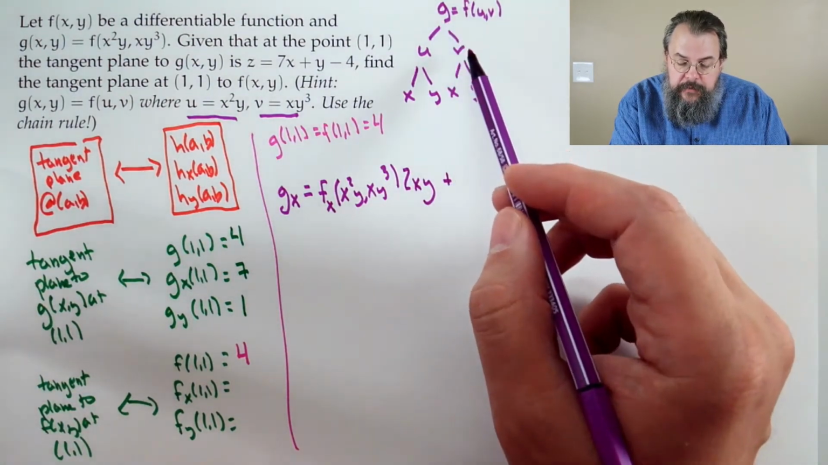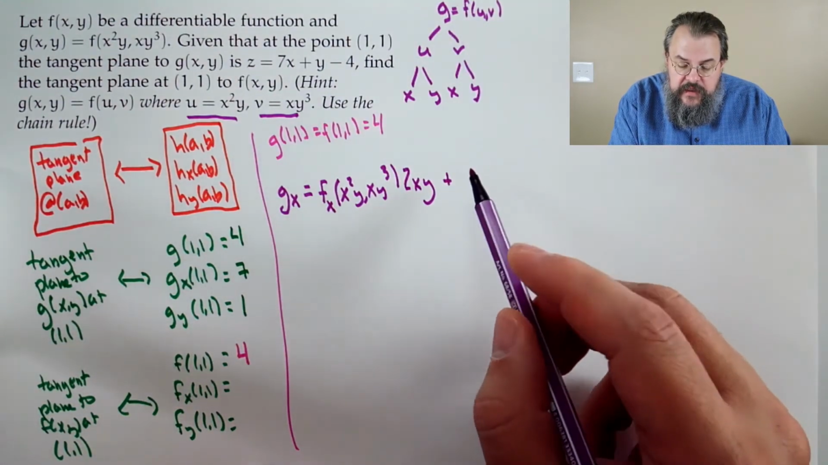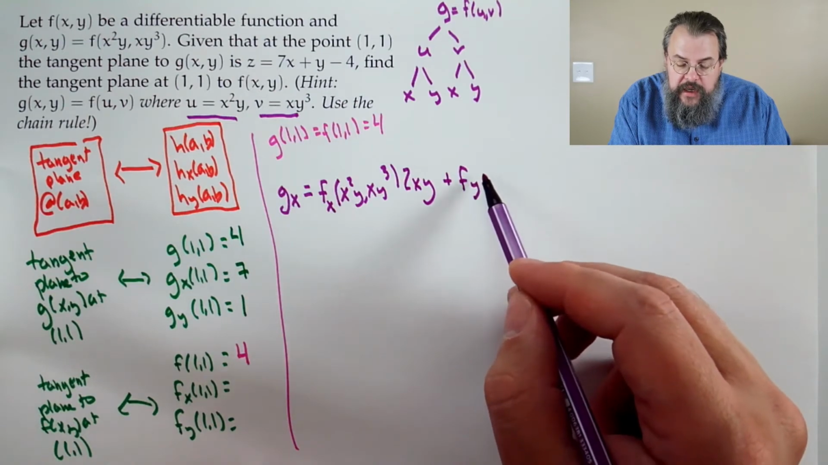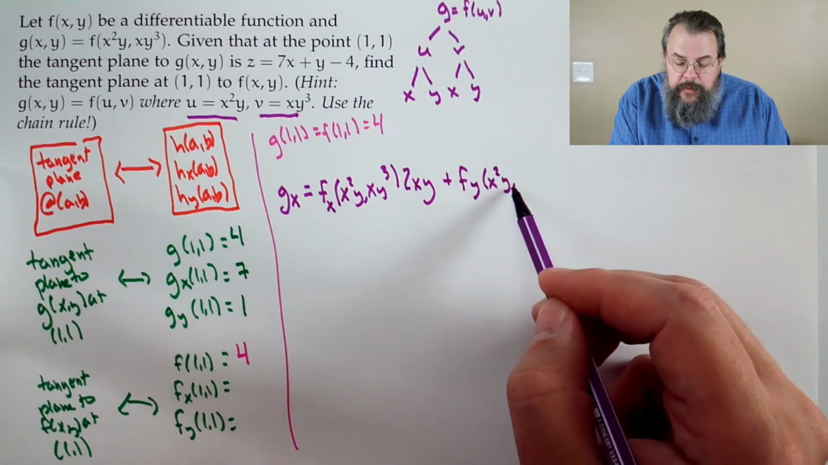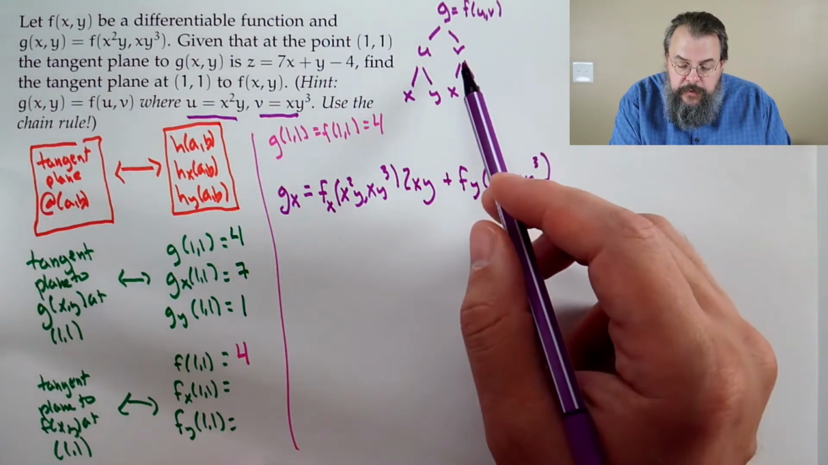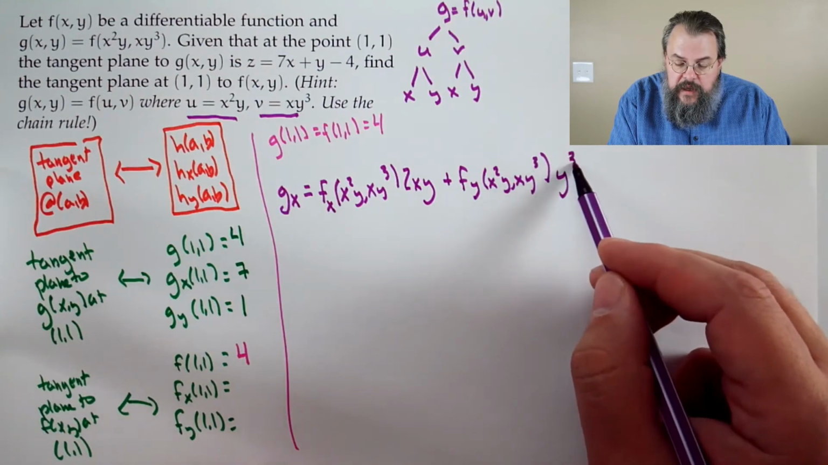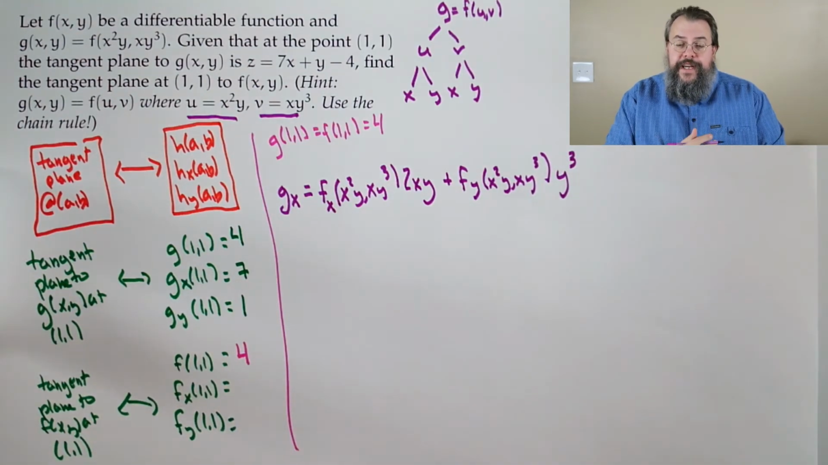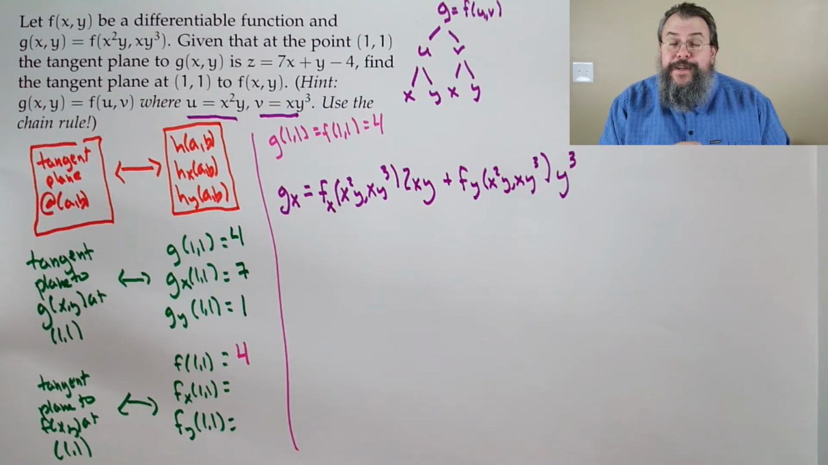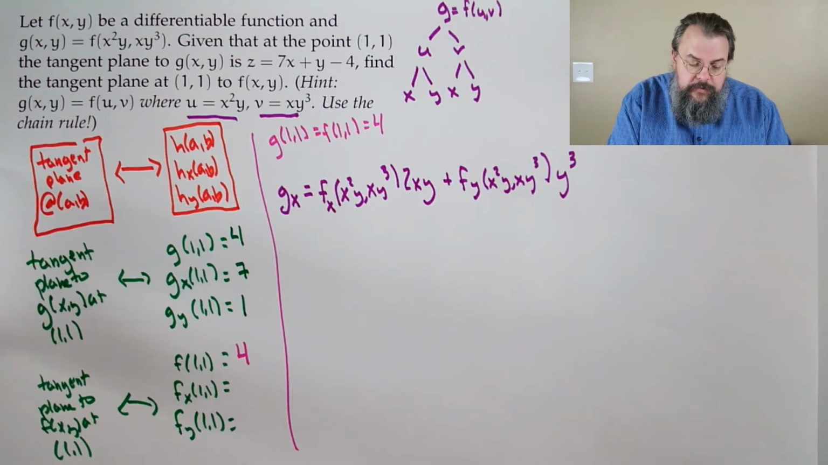Add, now we're going to come through this other route. When we take the derivative with respect to v, that's our second slot. We'll call that f sub y, x squared y comma xy cubed, times the derivative of v with respect to x. The derivative of xy cubed with respect to x is y cubed. So there we go. That is what g sub x is. And now we say, well, let's plug in what we know. We know what's happening at 1, 1.